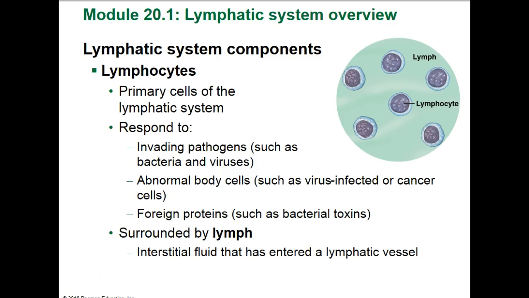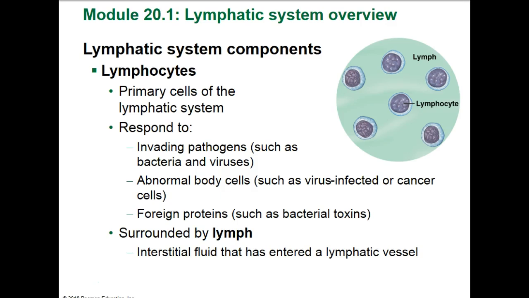They also respond to any abnormal body cells, like virus-infected cells or cancer cells. So the only way your body can take care of, say, a virus is to actually destroy the cell that it infects. And of course, the only way to deal with cancer is to destroy the cell that's cancerous. But also lymphocytes will respond to any foreign proteins, like bacterial toxins. And there's a few examples of bacteria out there that produce toxins, like the botulinum toxin, which causes botulism.